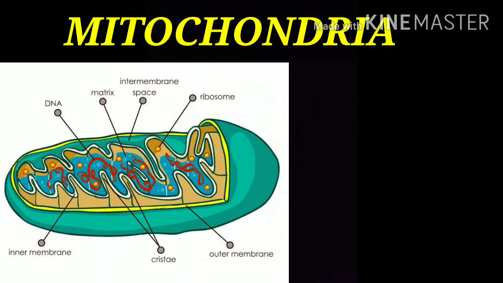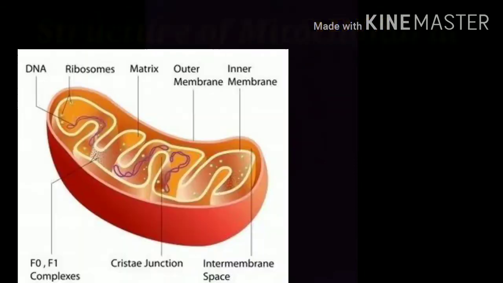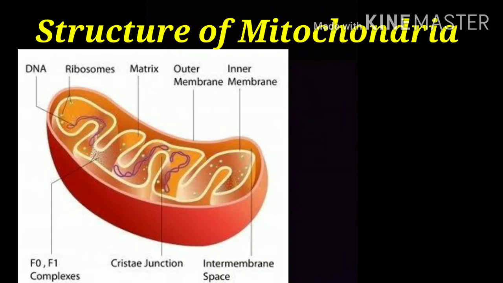Mitochondria vary in size from 0.5 micron to 2 micron. Mitochondria contain 60 to 70% of proteins, 25 to 30% of lipids, 5 to 7% of RNA and a small amount of DNA and minerals. Next, we will see the structure of mitochondria.